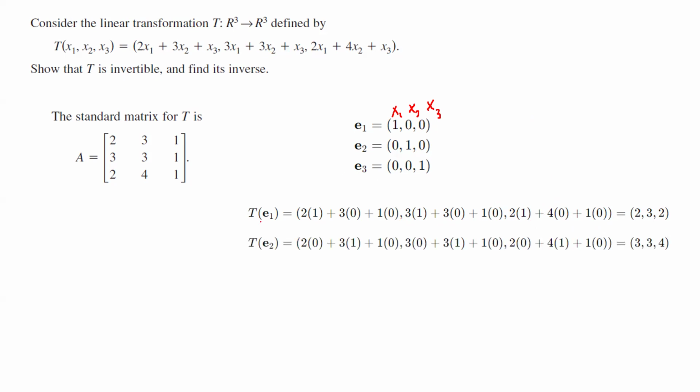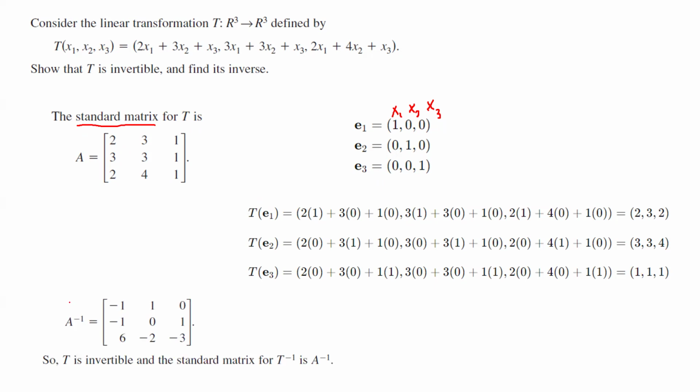Next, T of E2, where E2 is 0, 1, 0. Just do the same thing. Plug in x1 equals 0, x2 equals 1, and x3 equals 0. So T of E2 becomes 3, 3, and 4. And finally, if you use the last standard vector 0, 0, 1 and plug that into the linear transformation, it gives you 1, 1, 1. That's how you end up with these three columns, which is the standard matrix for this linear transformation.